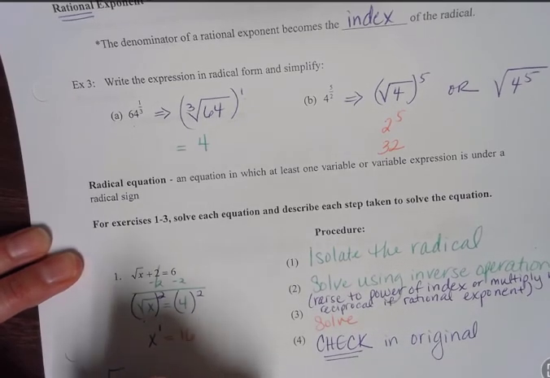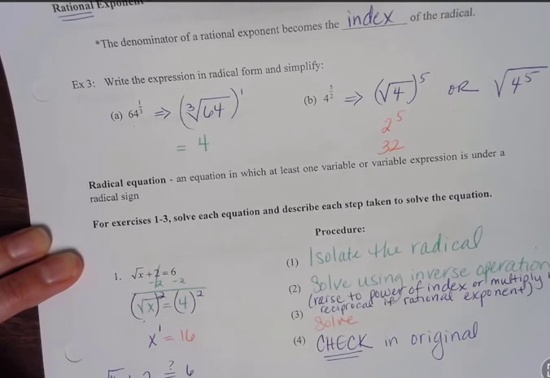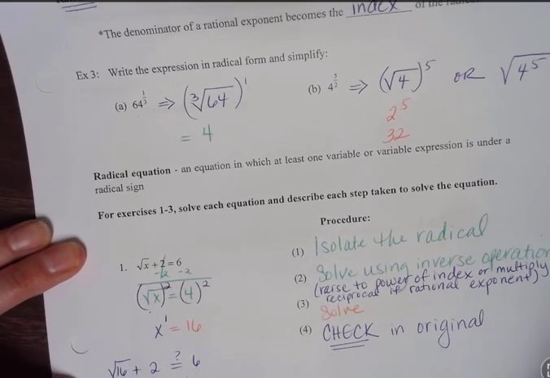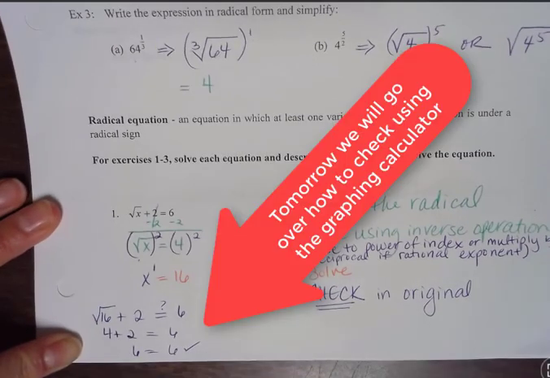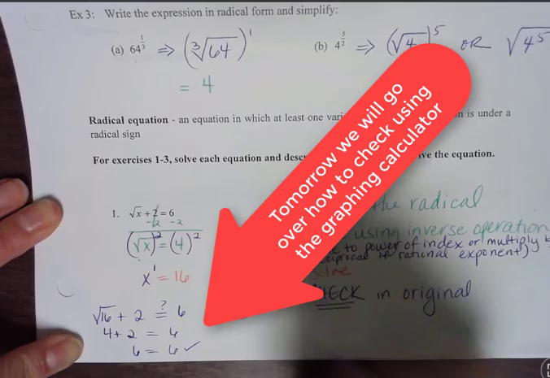The square root of 16 plus 2, does that equal 6 is our question. The square root of 16 is 4. 4 plus 2, does it equal 6? Yes, it does. So 6 equals 6. This one does in fact check. So then our solution would be identified as 16.